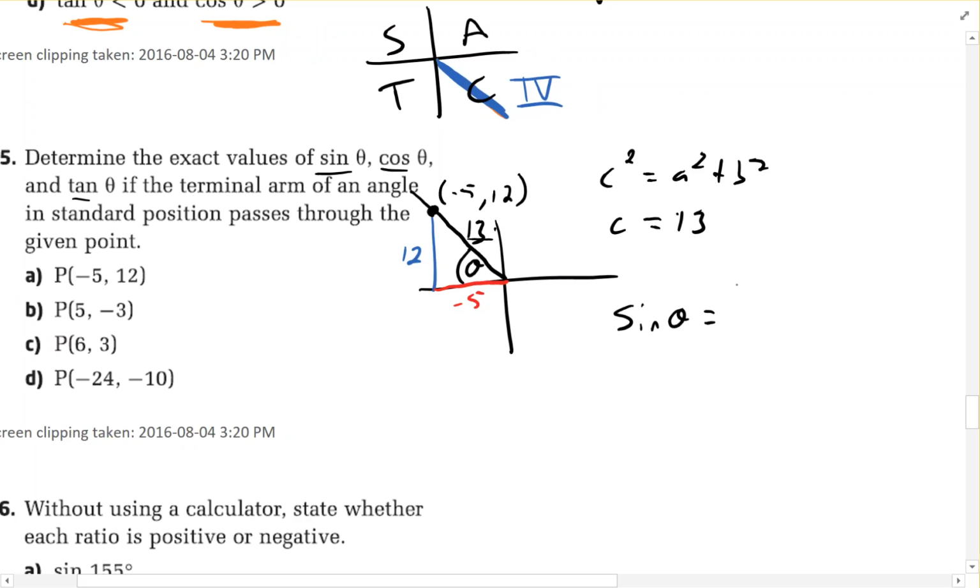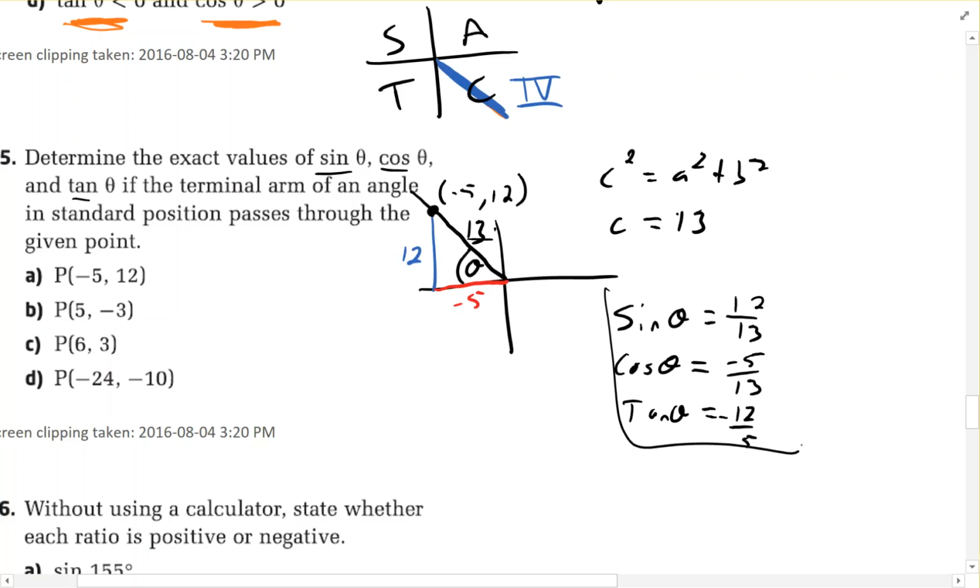So sine is opposite over hypotenuse, so that's going to be 12 over 13. Cos theta is adjacent over hypotenuse, so that's going to be negative 5 over 13. And tan theta is opposite over adjacent, so 12 over negative 5. That could just as easily say negative 12 over 5. Just so you know, people sometimes get that confused. Okay, so those would be the answers for A.